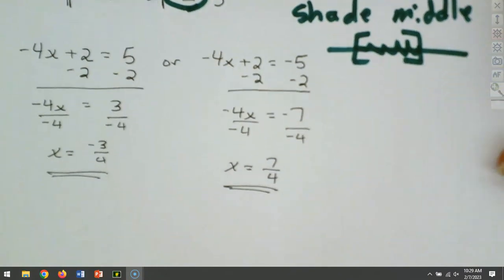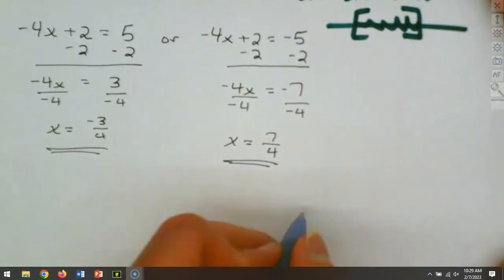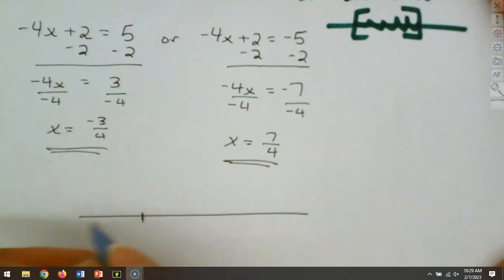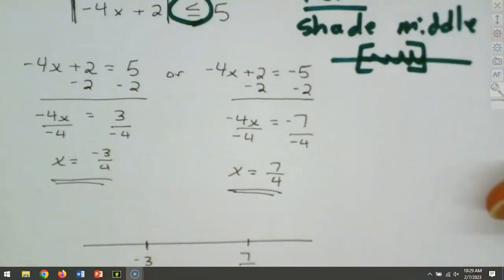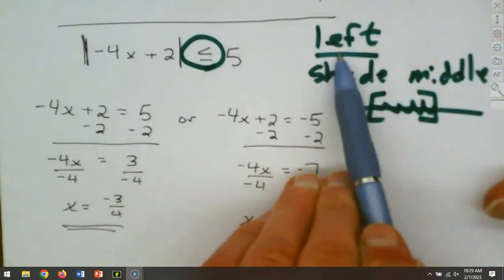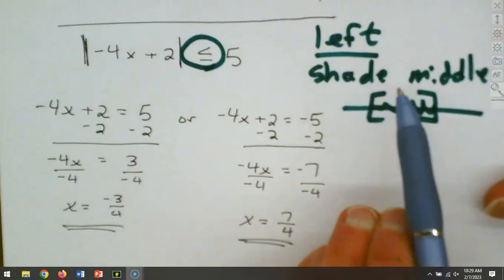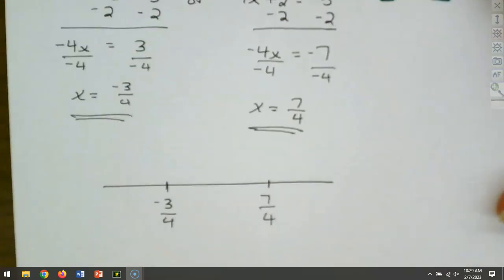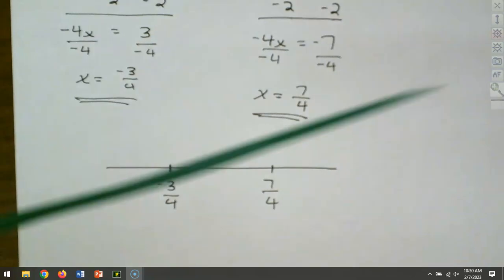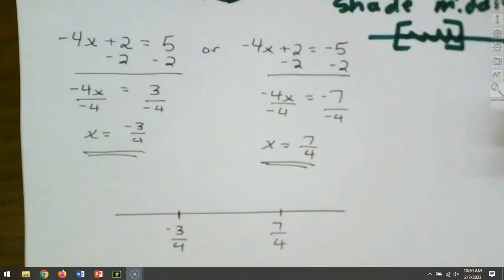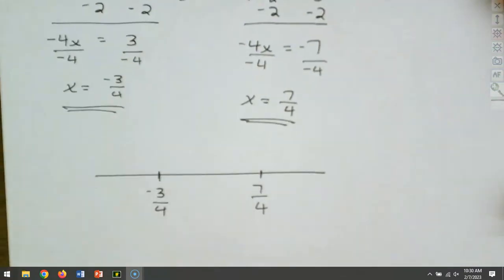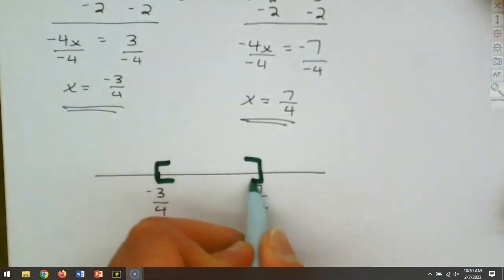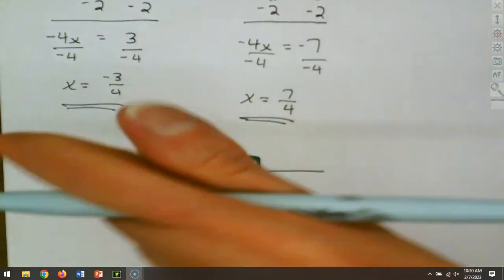Okay. All right. Put this on our number line. We have now a negative 3/4. We have a positive 7/4. And which way does it point? Points to the left, so where do we shade? Shade in the middle. Okay. Always look at which way it points. Brackets or parentheses. This one is a less than or equal to, so that means we're going to be using square brackets. So there's our answer in the middle.